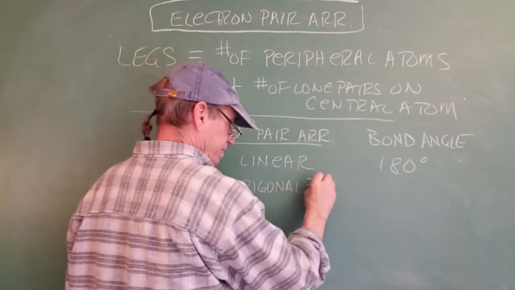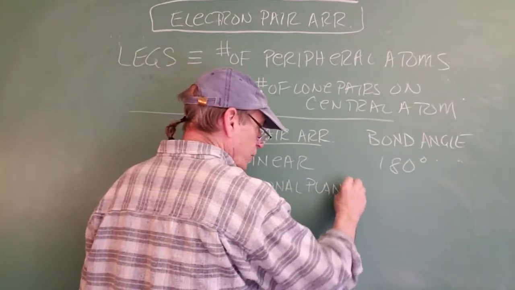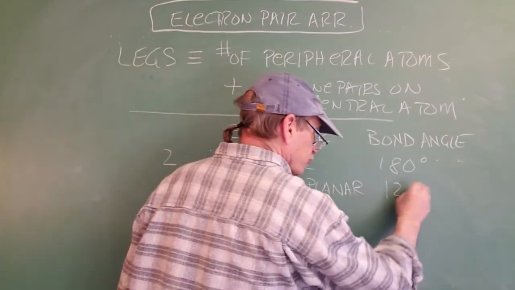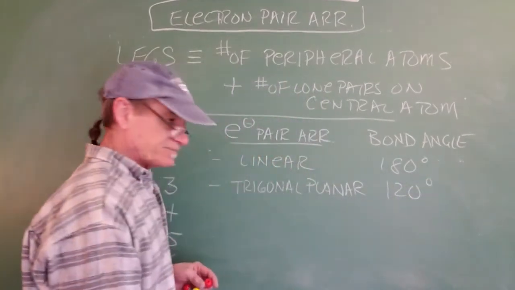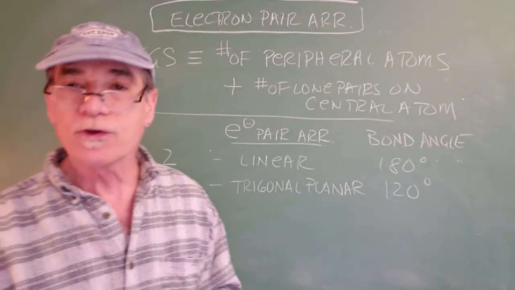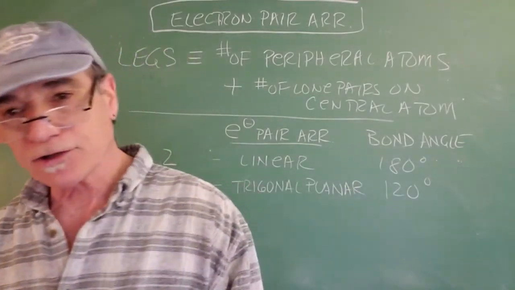Trigonal planar. And the angle between the atoms is 120 degrees in a triangle. Okay, so what happens if we have a four-legged molecule?